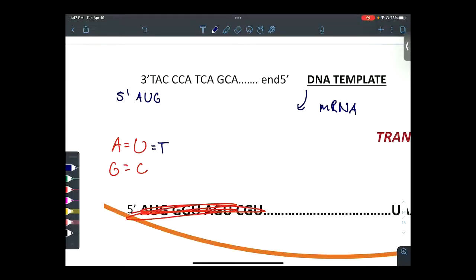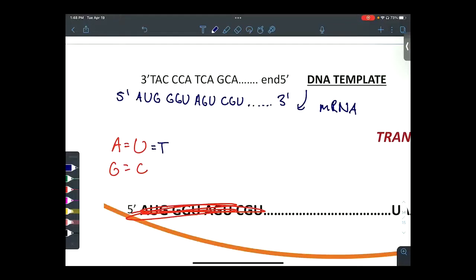And then you just keep going, making sure that if you were to write a T, you use a U instead. So C, C, that's G, G, A is U, T is A, C, G, A, U. And then the last one, GCA: G goes with C, C goes with G, A goes with U. Then we work our way to the end, to our 3' end. So that would be the corresponding mRNA strand.